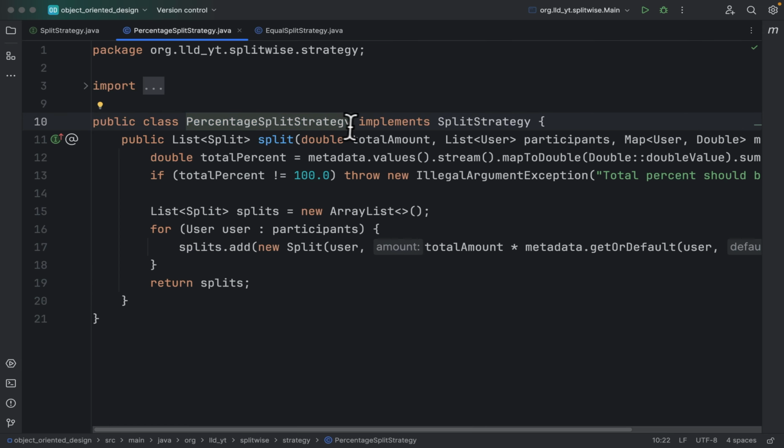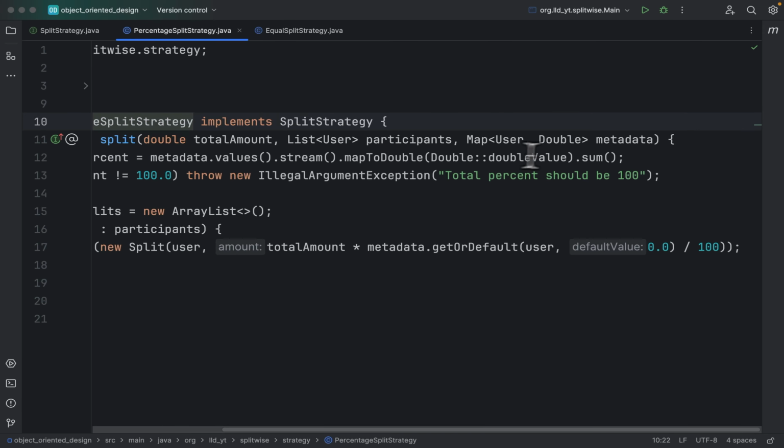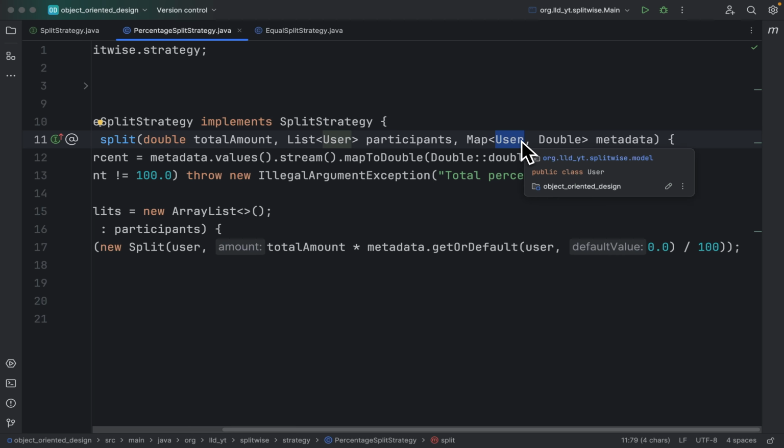Coming to the percentage split strategy, firstly, let's talk about what exactly this metadata is. If the user decides to split the bill based on the percentage, then the user will pass some metadata as well. In the metadata, we have this hash map wherein the key is the user who has participated and the value is the percentage. Like 50% will be paid by user 1, 30% will be paid by user 2, and so on and so forth, right?